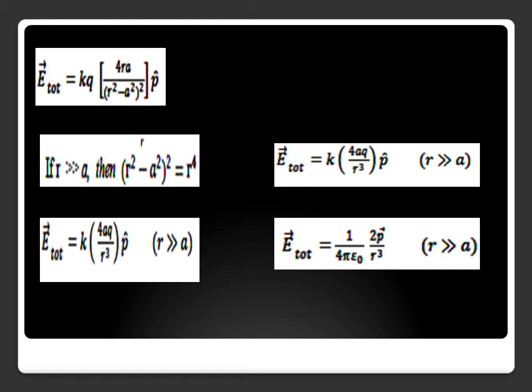Now the condition is if r is very much greater than a, then a can be neglected. Therefore you get it as (r squared) the whole squared, that is nothing but r to the power of 4. Therefore E total is equal to k into 4aq by r cube p vector. Okay. Now in that 4aq we know the value of the dipole moment, that is 2aq. 2aq can be substituted as p. So it is left only with 2. Therefore E total is equal to 1 by 4 pi epsilon naught 2 p vector by r cube.